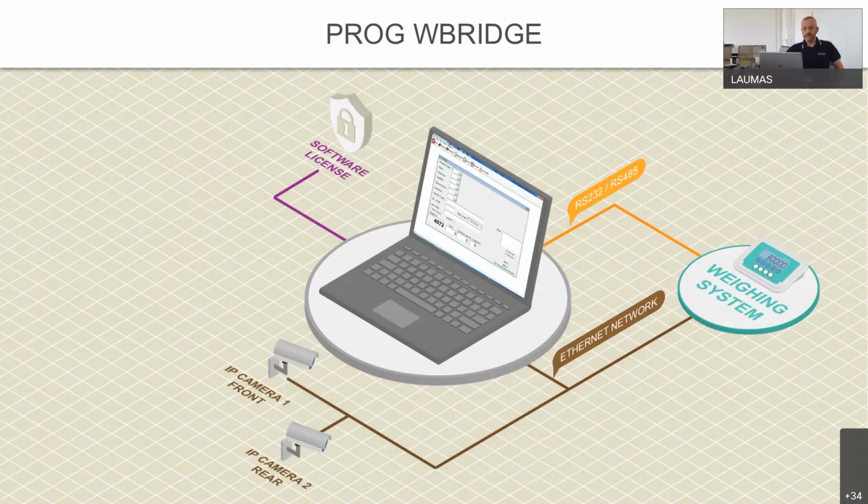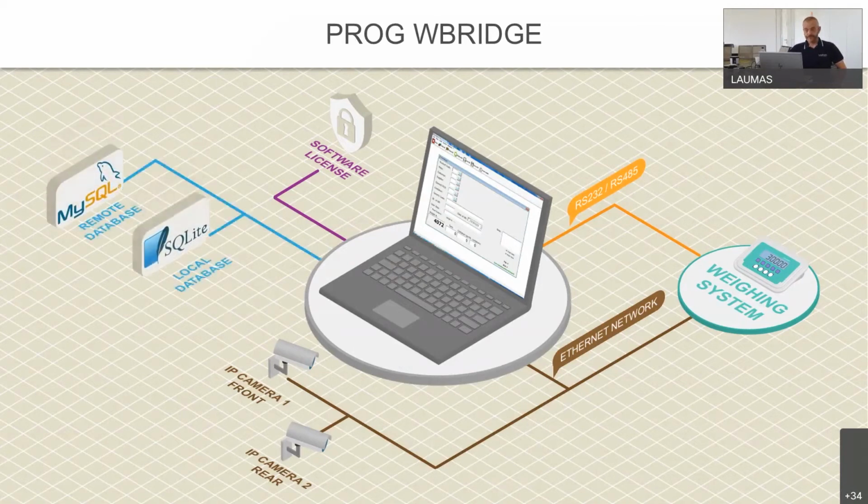Through the Ethernet TCP/IP network, the software can also acquire images from the cameras. And these images, for example, can be added to the printout or to the memorization of the weight data. It also has a local database that can be used, for example, when you have a system composed of two weighbridges connected to the same software. And it has a remote database that can be used to share it between more scales and software.